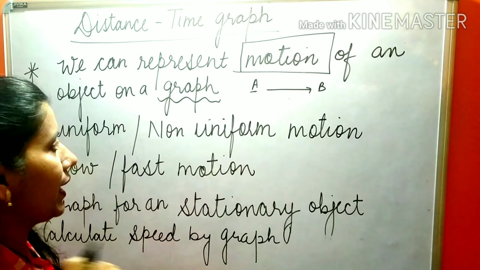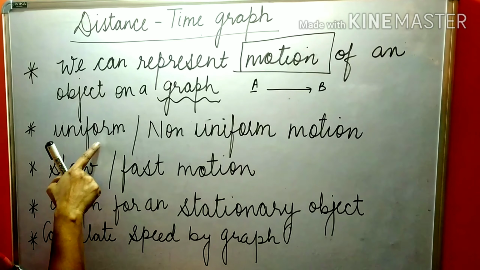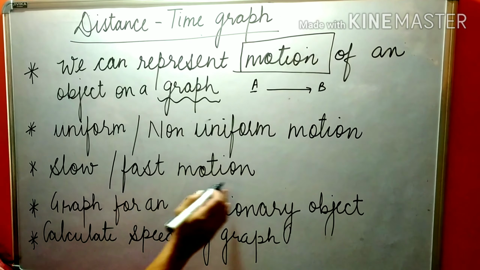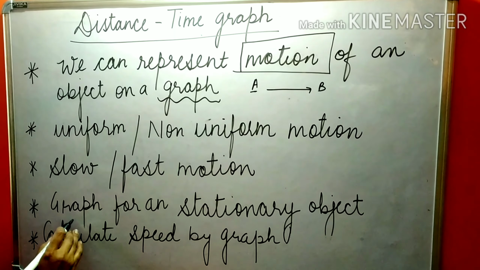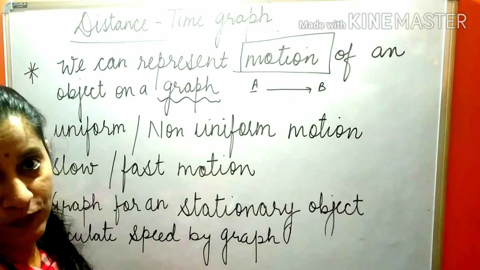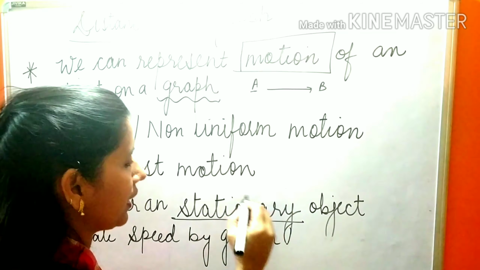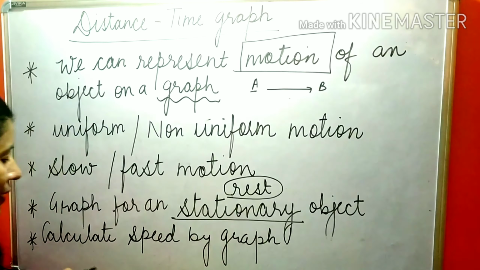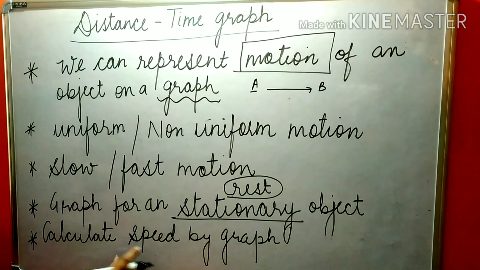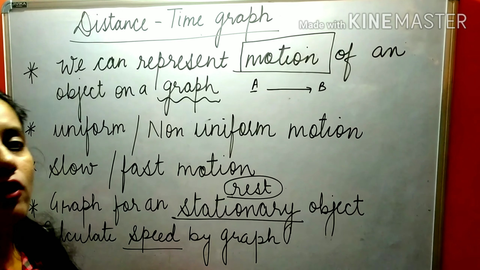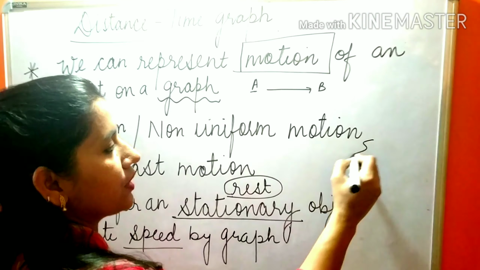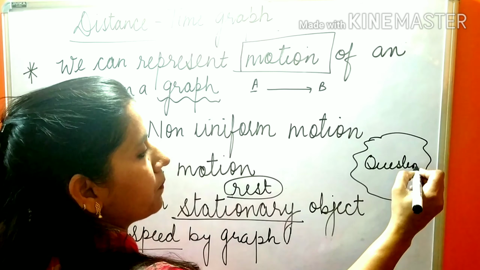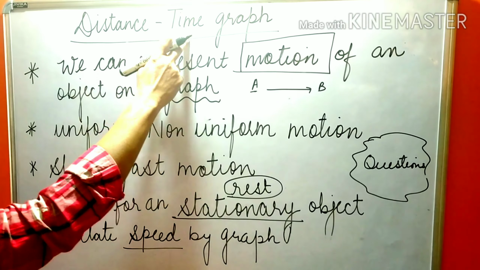That we'll learn today. Next, we'll learn how to make uniform and non-uniform motion. Third thing, slow and fast motion. And then we'll plot a graph for a stationary object. Stationary means an object which is at the rest position. Fine. And the last one is we'll calculate the speed with the help of the graph. And last but not the least, we'll do some questions based on distance time graph.